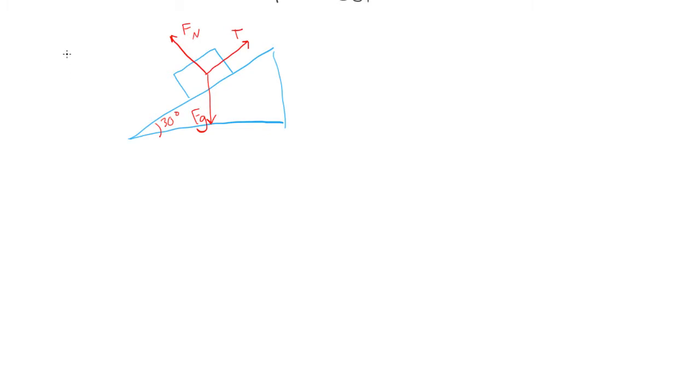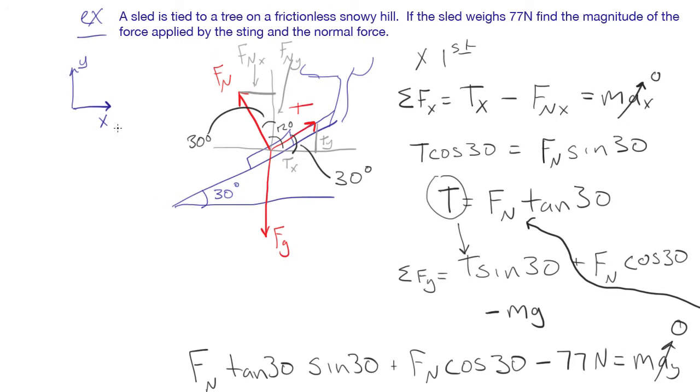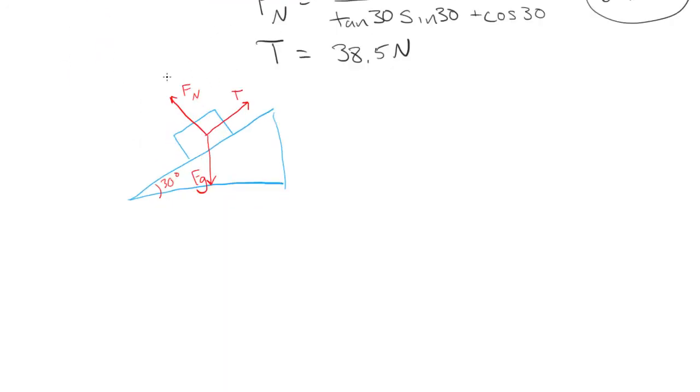Up here we used the standard XY horizontal-vertical coordinates. I'm going to postulate that it makes much more sense to say this is our y direction. Remember, we can do this because we can pick our coordinates however we want. And this is our x. So the x direction is parallel to the slope. The y direction is perpendicular.